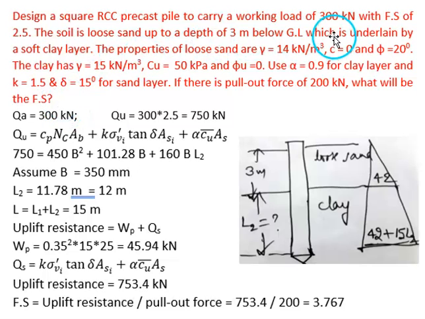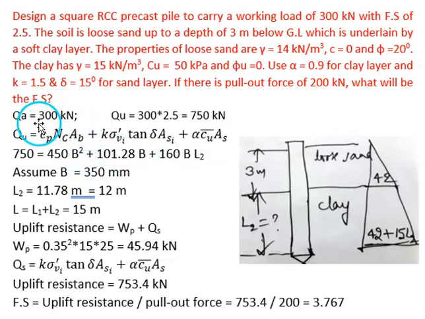So here the working load is given as 300 kilonewton. That means the allowable load is 300 kilonewton, and the factor of safety is given as 2.5. So we can calculate the ultimate load equal to 300 into 2.5, that is 750 kilonewton. Then the ultimate load can be calculated using the equation Cu Nc into Ab plus K into sigma v a dash tan delta As i, plus alpha c u bar into As.